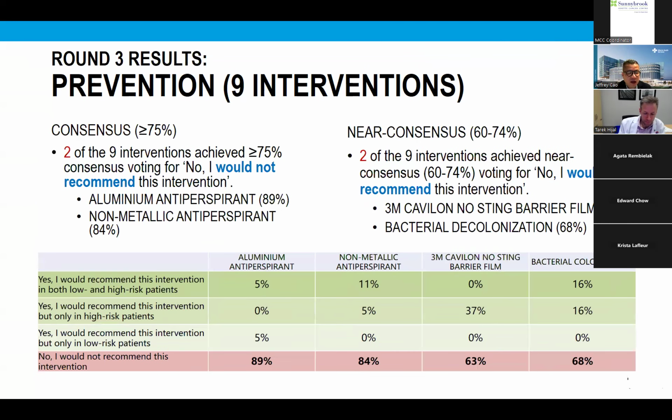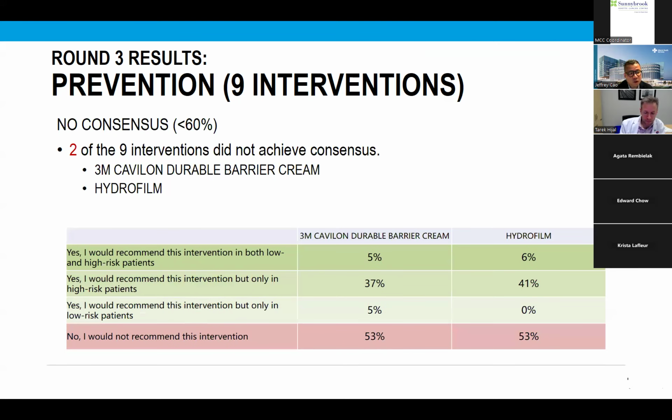And then after clarification that we were asking about antiperspirants, whether you would recommend them to prevent dermatitis as opposed to allowing them to be used during treatment, there was consensus that the antiperspirant itself does not prevent dermatitis, but patients are allowed to use them. And then near consensus against treatment with 3M Kevlar barrier film and bacterial decolonization. And then there was no consensus on the barrier cream and then hydrofilm.